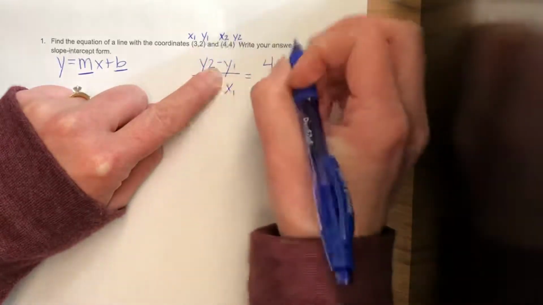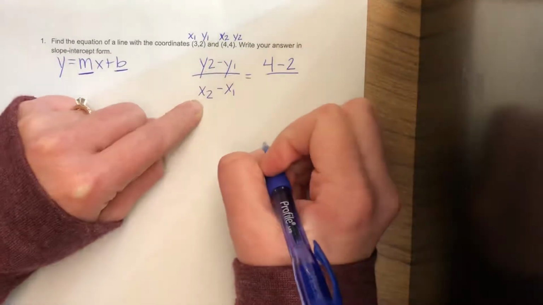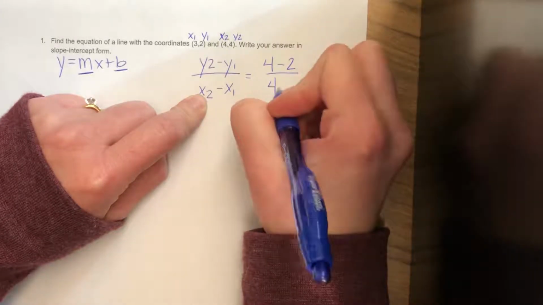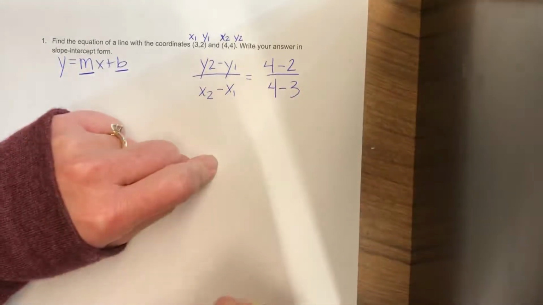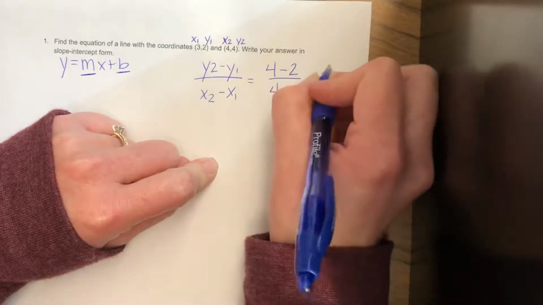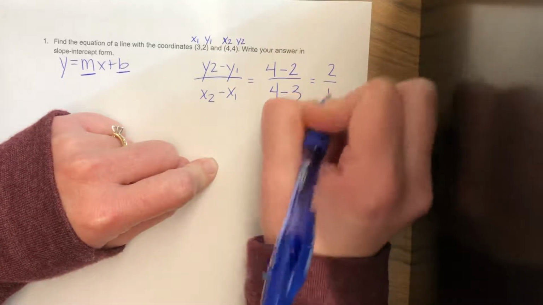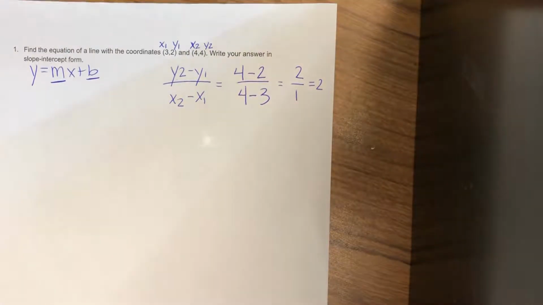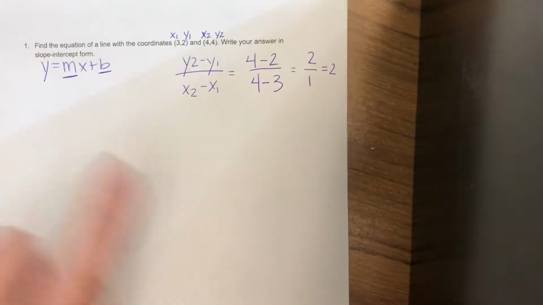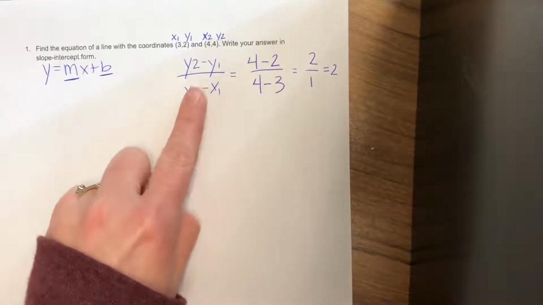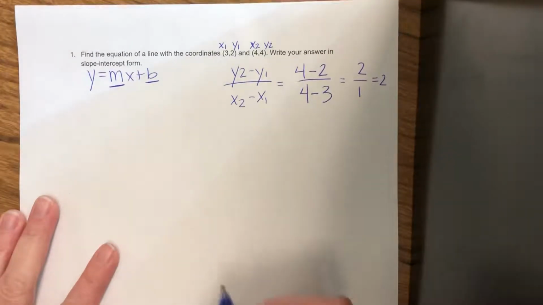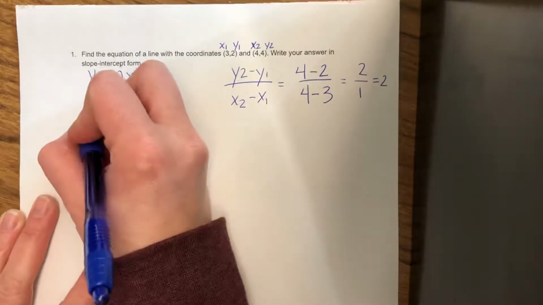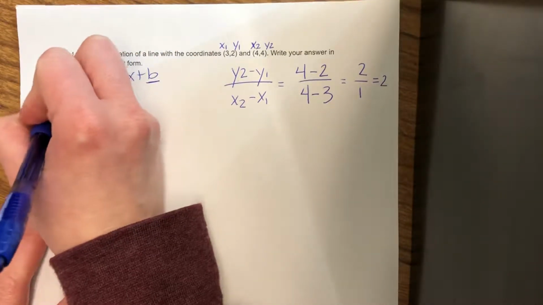So y2 was 4 minus y1 was 2, over x2 was 4 minus x1 was 3. 4 minus 2 is 2. 4 minus 3 is 1. 2 over 1 is just 2. If you need to pause that and process what I did, go ahead and do that because I know I did that really fast. So now I know my slope because I used my formula to find the slope. So now I know slope, which is m. So I'm going to write m equals 2.